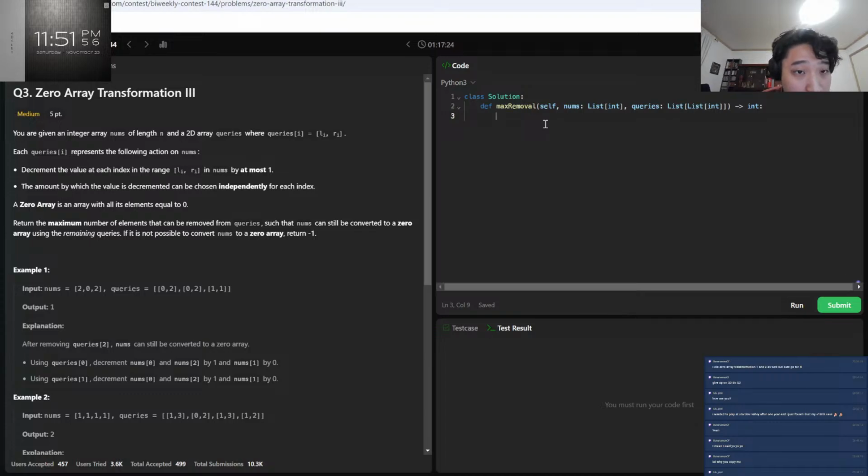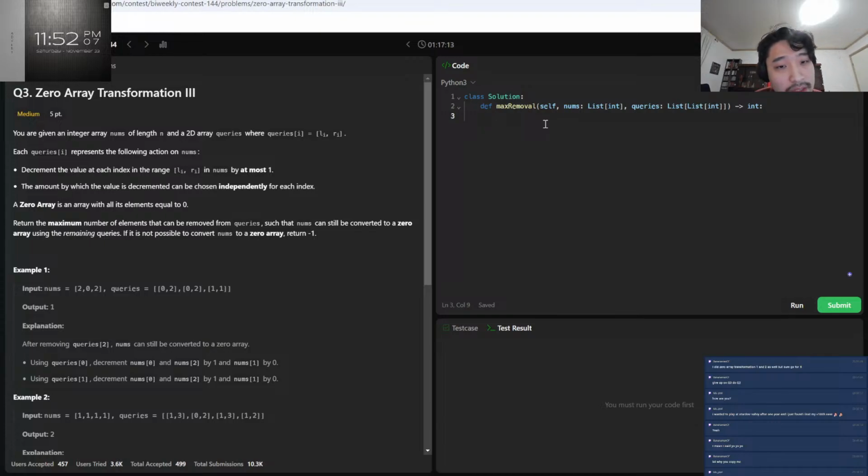Decrement can be chosen independently for each index. A zero array is an array with all its elements equal to 0. Return the maximum number of elements that can be removed from queries, such that nums can still be converted to a zeros array using the remaining queries.